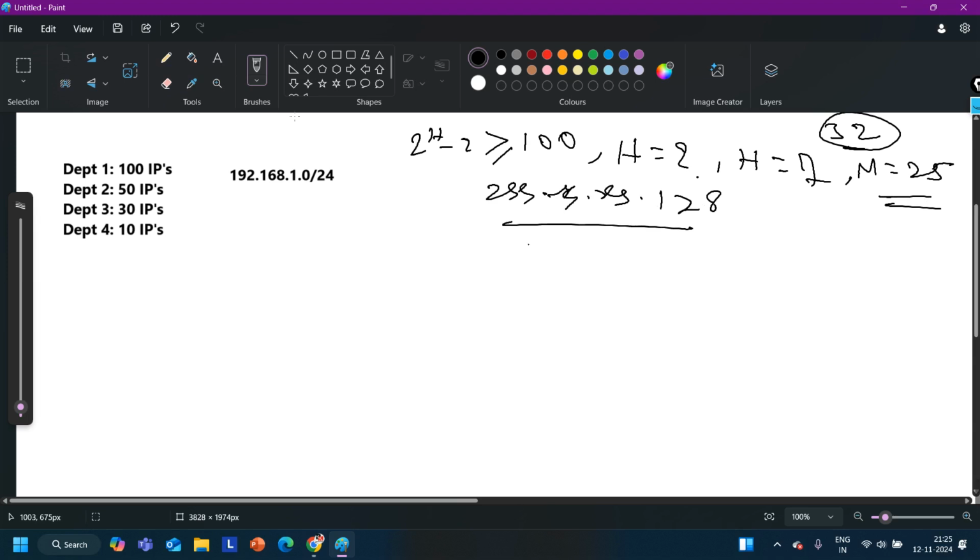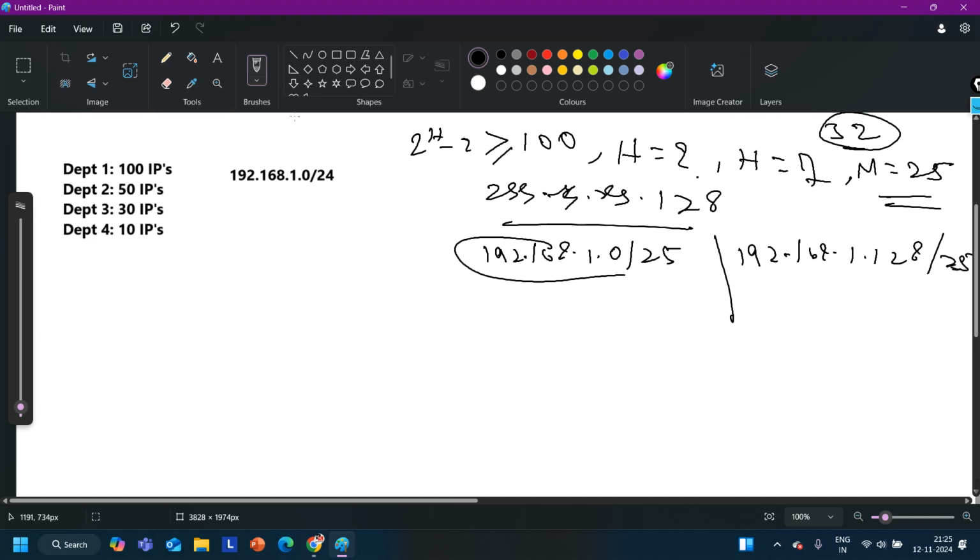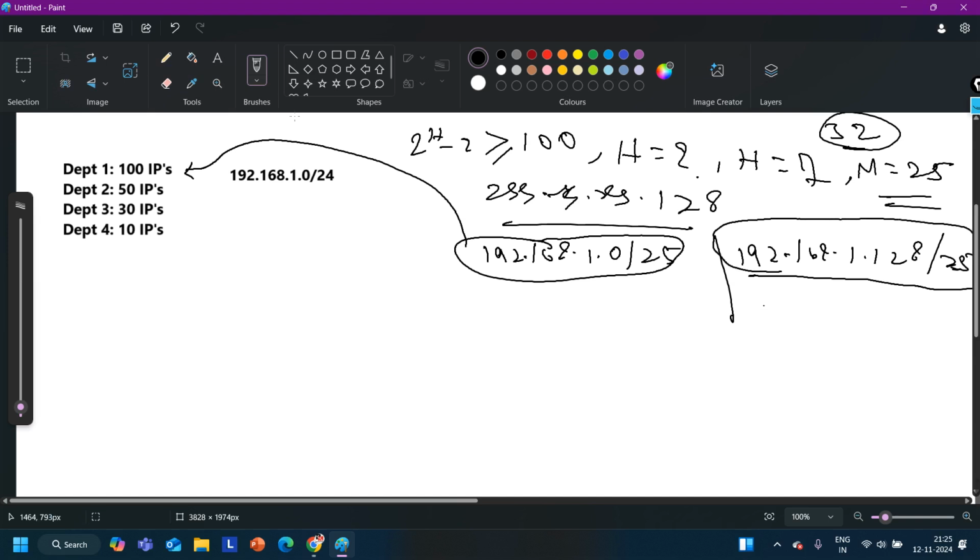Means my next network is going to be what? First network is 192.168.1.0/25. Second network is 192.168.1.128/25. See, this network I am going to assign to department 1, right? And I'm going to perform FLSM again on the second subnet, right? Here how many IPs are required?